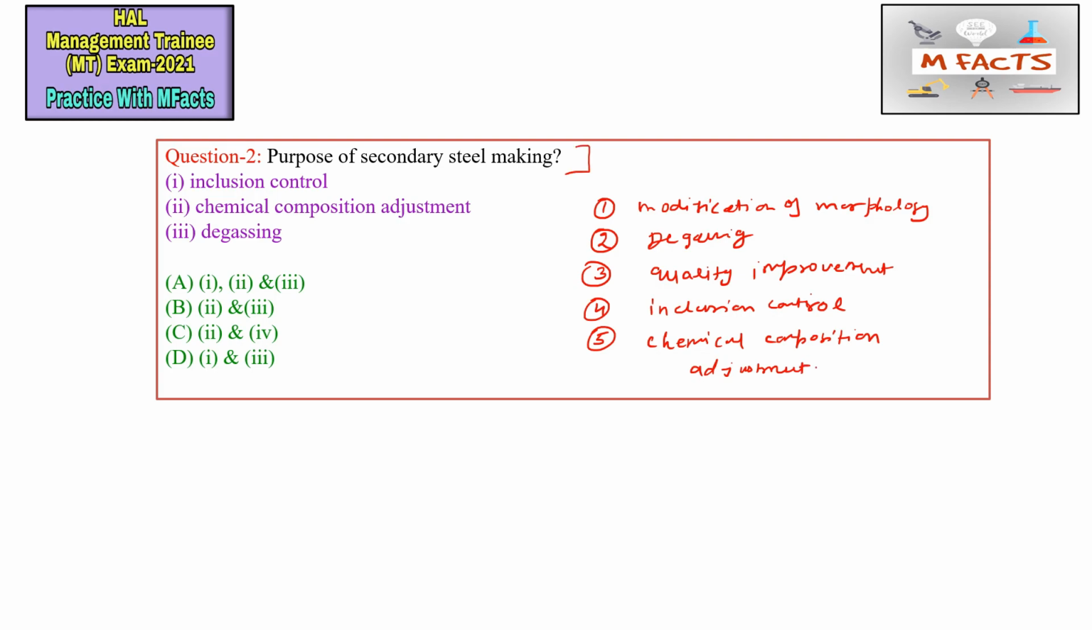And from this list we can see that inclusion control is in our list. So the first statement is correct, chemical composition adjustment is also correct, and degassing is also correct. So 1, 2, 3 is the correct answer for this question. So A is correct.